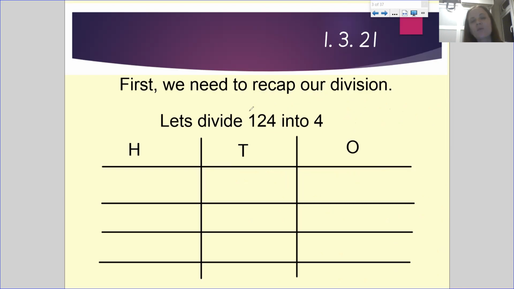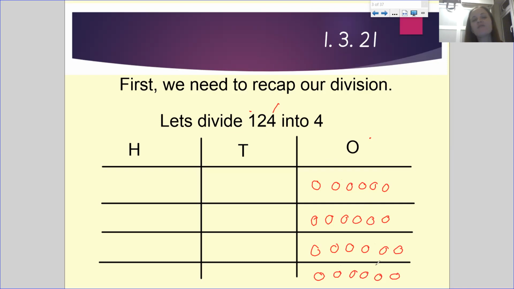So again, remembering, let's do our ones. We can just do it like this. So 4 divided into 4 equal groups, so 1, 2, 3, 4. 20 divided into 4 equal groups would be 5. So we'd go 1, 2, 3, 4, 5, and so on for each group.